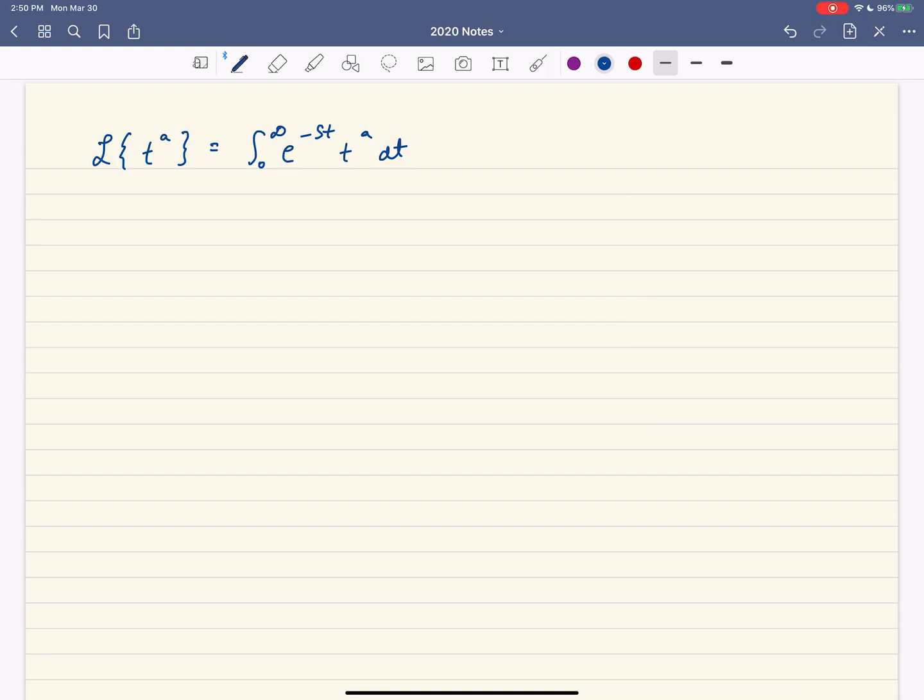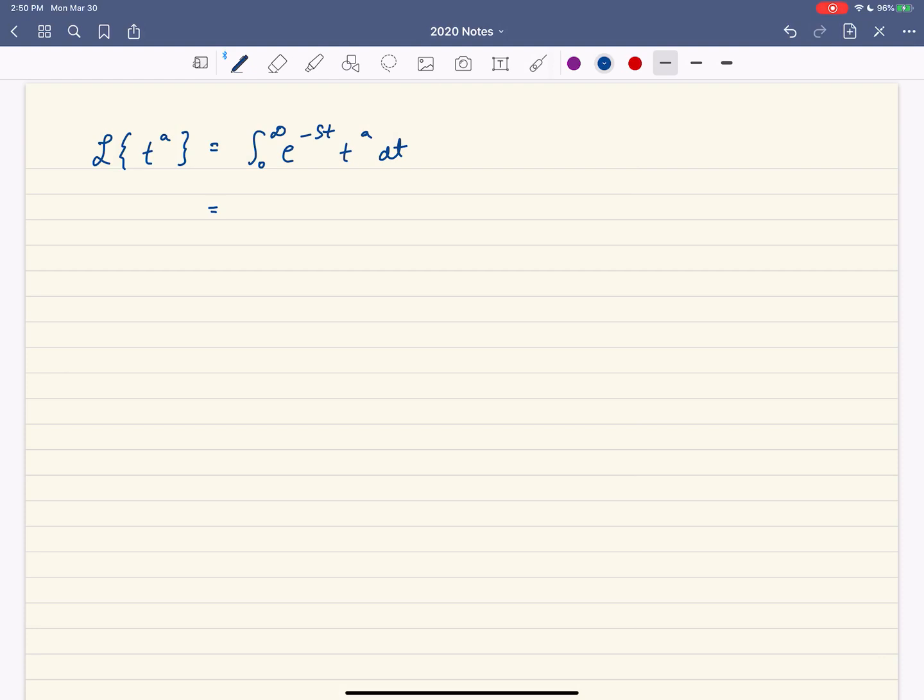So next what I want to do is find the Laplace transform of t to a power. And if we do that, let's just track what's going to happen here. We're going to do integration by parts again, and I just want to see what we're going to get here.